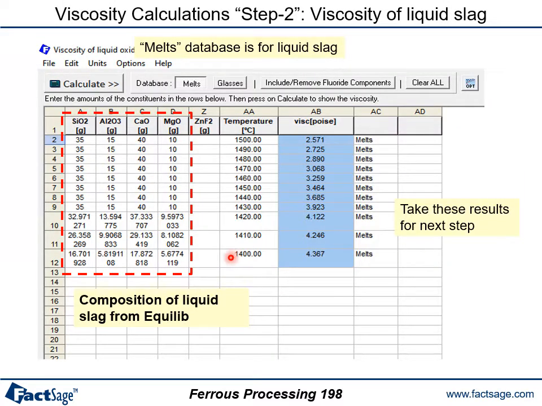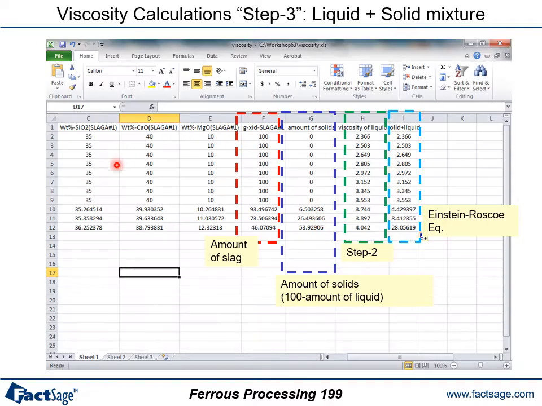Once you get the liquid slag information, the composition of the liquid slag, you can enter that into the viscosity module like this with the temperature, and then you can get the viscosity only for the liquid slag. Then we can calculate this later in the Excel file by using the Einstein-Roscoe equation to get the viscosity for the solid-liquid slag. So let's try this by using FactSage.